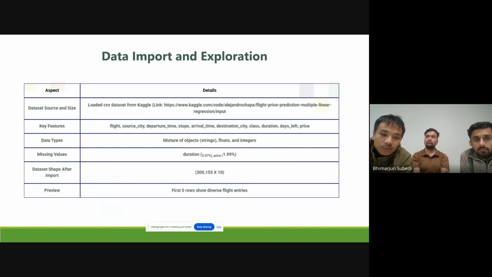There were also some missing values, which we calculated in percentage: 2.97% in duration and 1.99% in price. The dataset shape was around 300,153 rows with 10 features, and we previewed some data by fetching the rows.